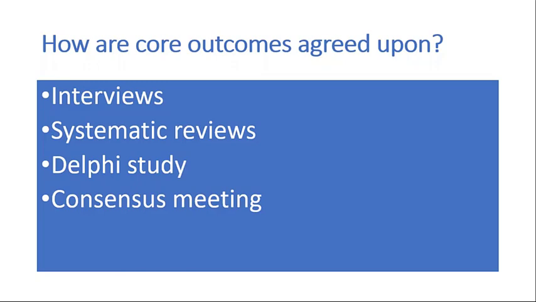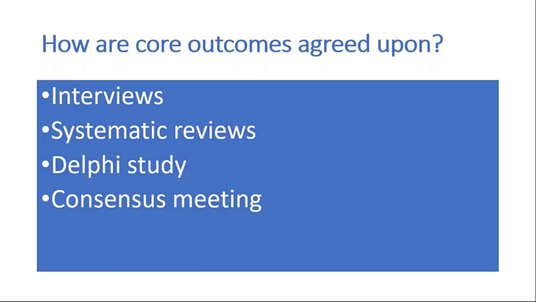So core outcomes have to be relevant not just to health professionals, but also to patients and carers. So they are all key stakeholders in core outcome set development. Some core outcome set studies use interviews to identify what outcomes are important to patients and why. Systematic reviews are used to identify which outcomes have been used in previous clinical trials for the condition. And some studies have reviewed relevant qualitative studies to identify patient important outcomes.